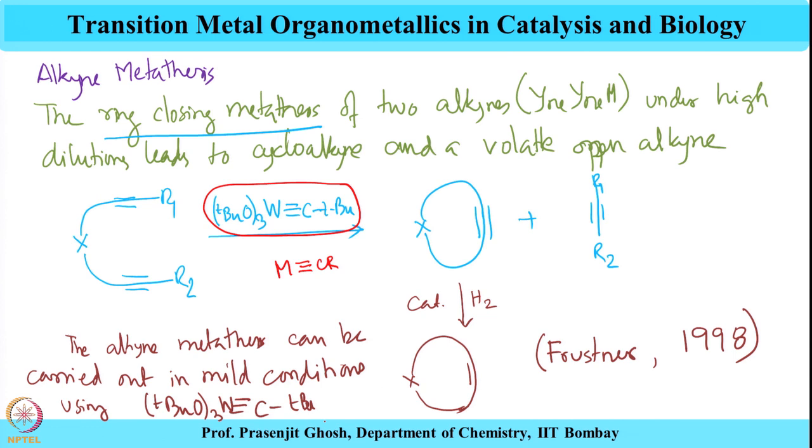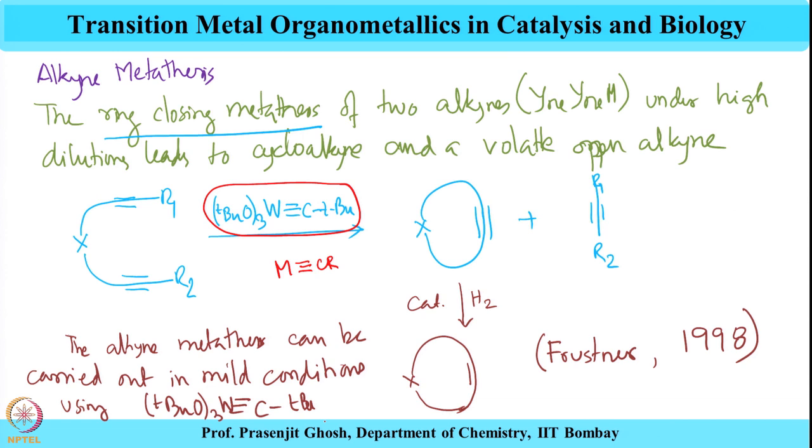As is observed for alkene metathesis, the ring closing metathesis for alkynes is equally possible, and here is a nice example in which a cycloalkyne was prepared using ring closing alkyne metathesis, which when hydrogenated gives the cycloalkene, along with the formation of an open alkyne during the process of ring closing alkyne metathesis.